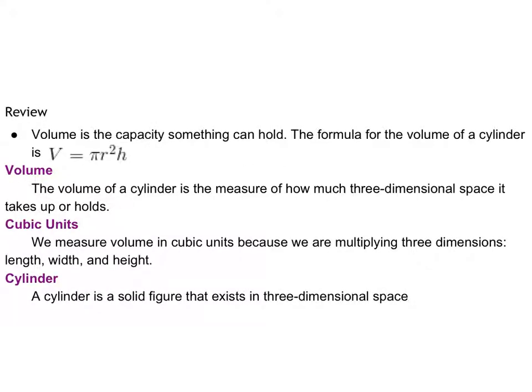So to review, volume is the capacity something can hold. The formula for the volume of a cylinder is V is equal to pi r squared h. Okay? Need to have that equation written down somewhere. The volume of a cylinder is the measure of how much three-dimensional space it takes up or holds. We measure volume in cubic units because we are multiplying three dimensions, length, width, and height. And a cylinder is a solid figure that exists in three-dimensional space.